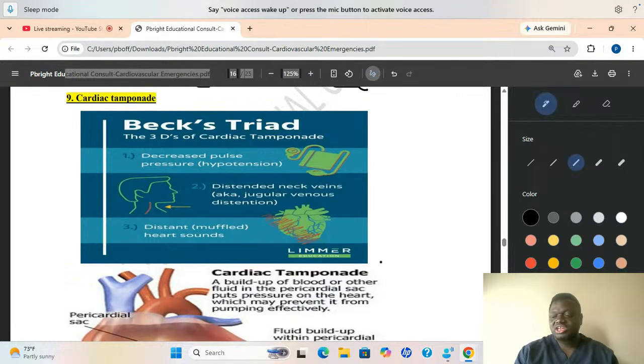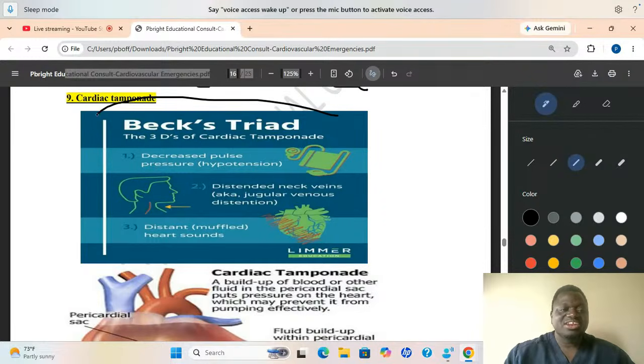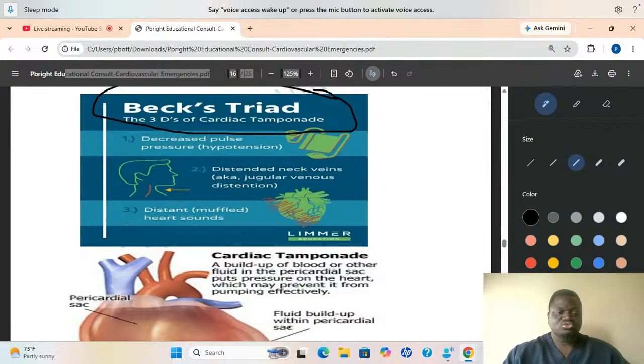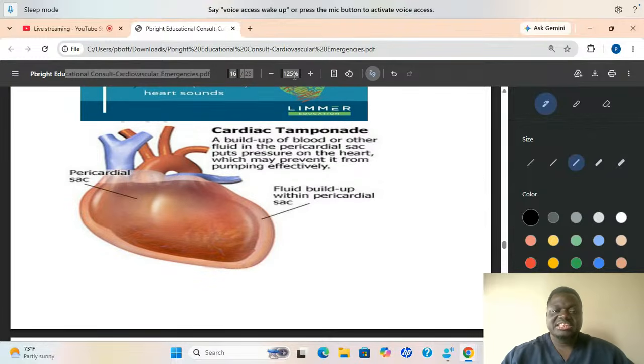So as we are doing cardiogenic shock, let's consider its brother. The other brother of cardiogenic shock, which is also an emergency, is cardiac tamponade. Cardiac tamponade comes with a certain triad. We call it the Beck's triad. Okay, so see cardiac tamponade. We will come to Beck's triad, don't worry.